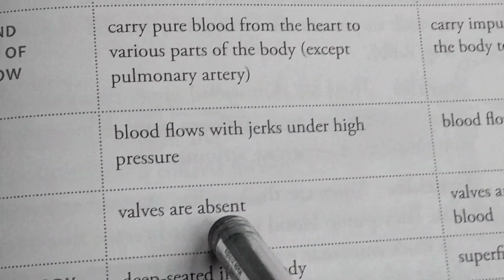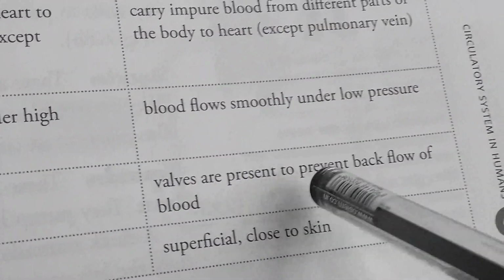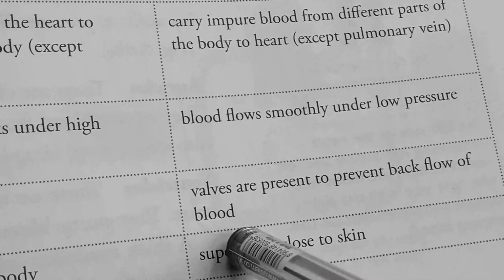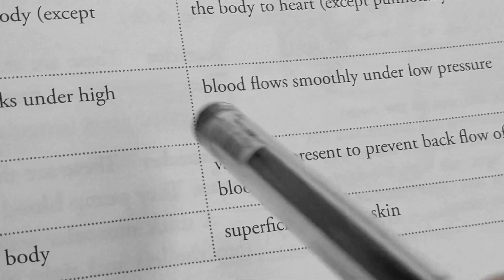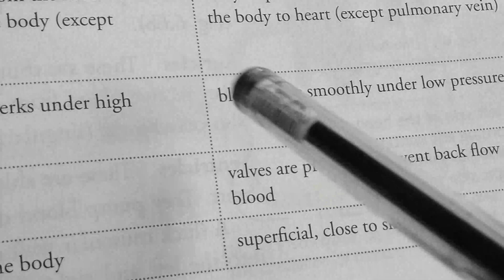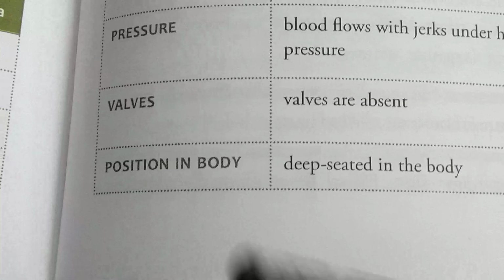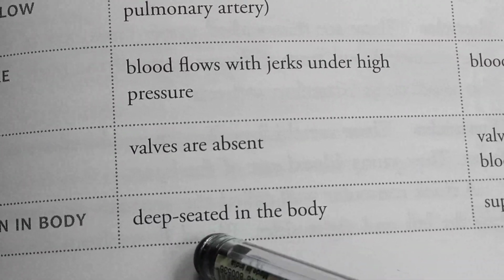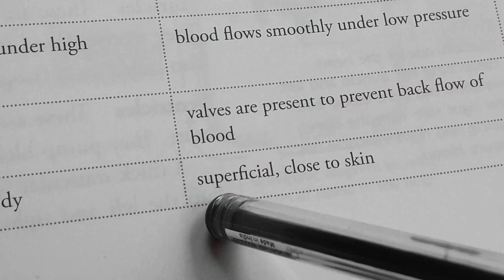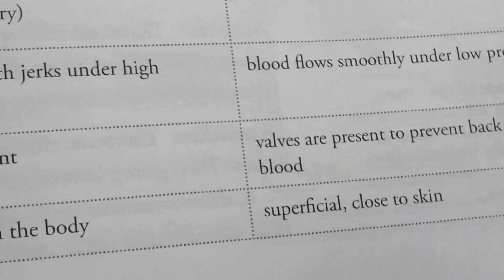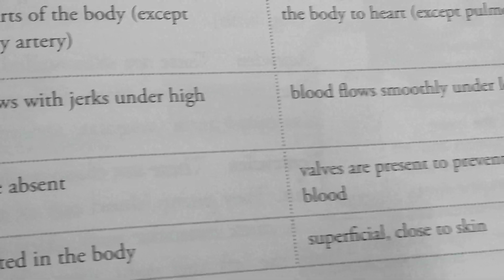Next one is valves. Valves are absent in the arteries, whereas in veins, valves are present to prevent backflow of the blood. मतलब as because veins carry the impure blood from the different body parts to the heart, same way there are valves which actually prevent the backflow of the blood. Position in body: deep seated in the body, मतलब शरीर के गहराई में आर्टरी को मिलता है, whereas veins are superficial, close to the skin. इसीलिए हम लोग को नॉर्मली स्किन के नीचे जो हम देखते हैं, these are the veins, but arteries are deep inside our body.